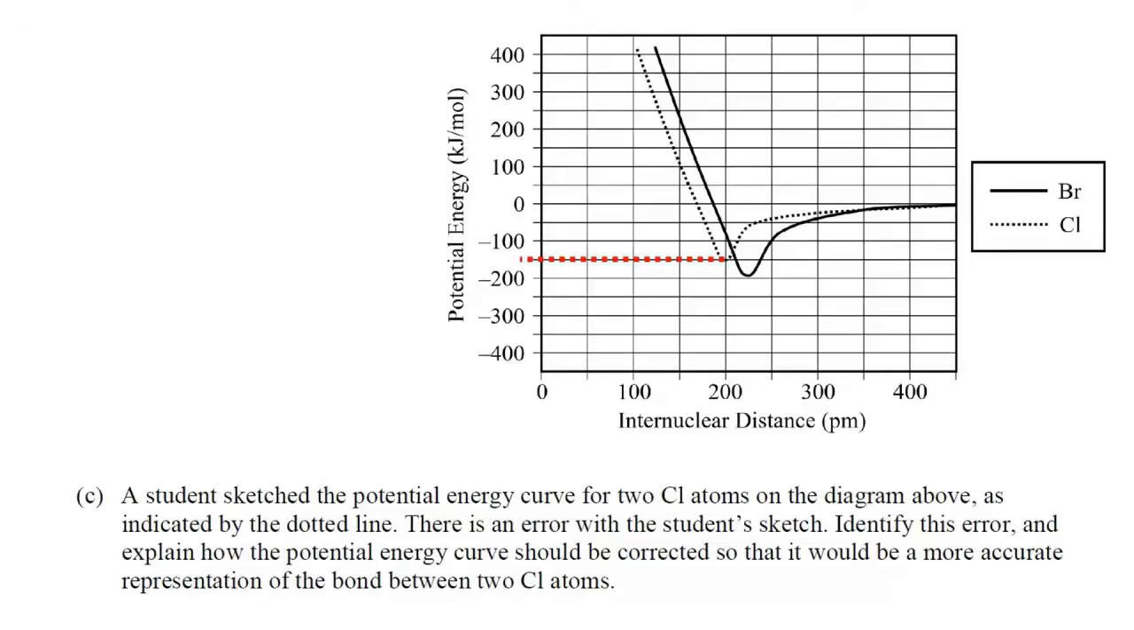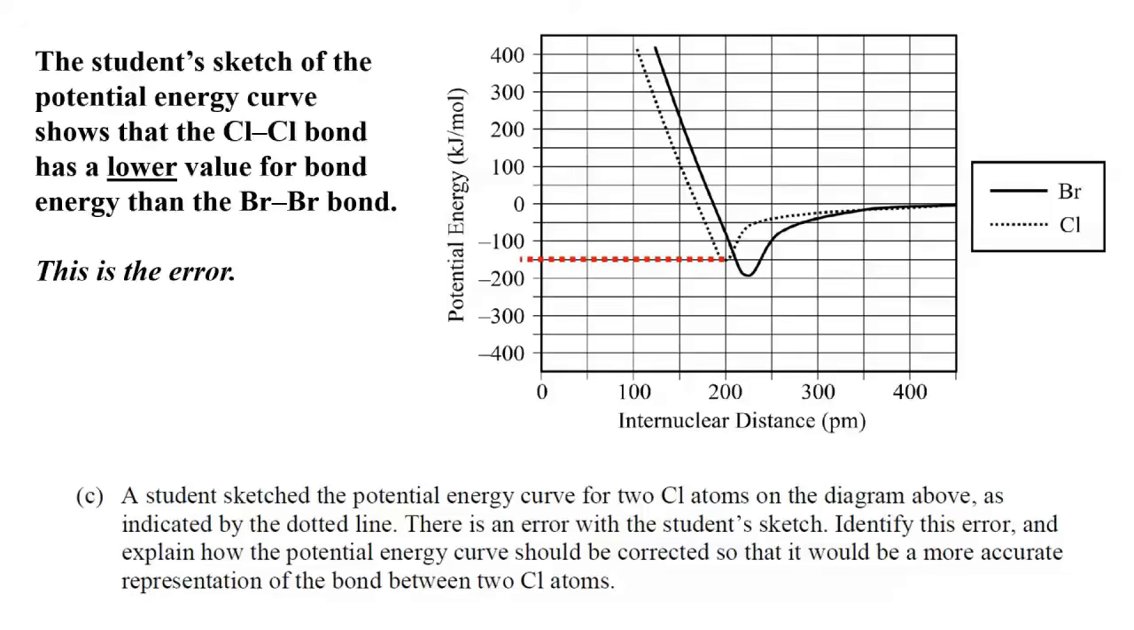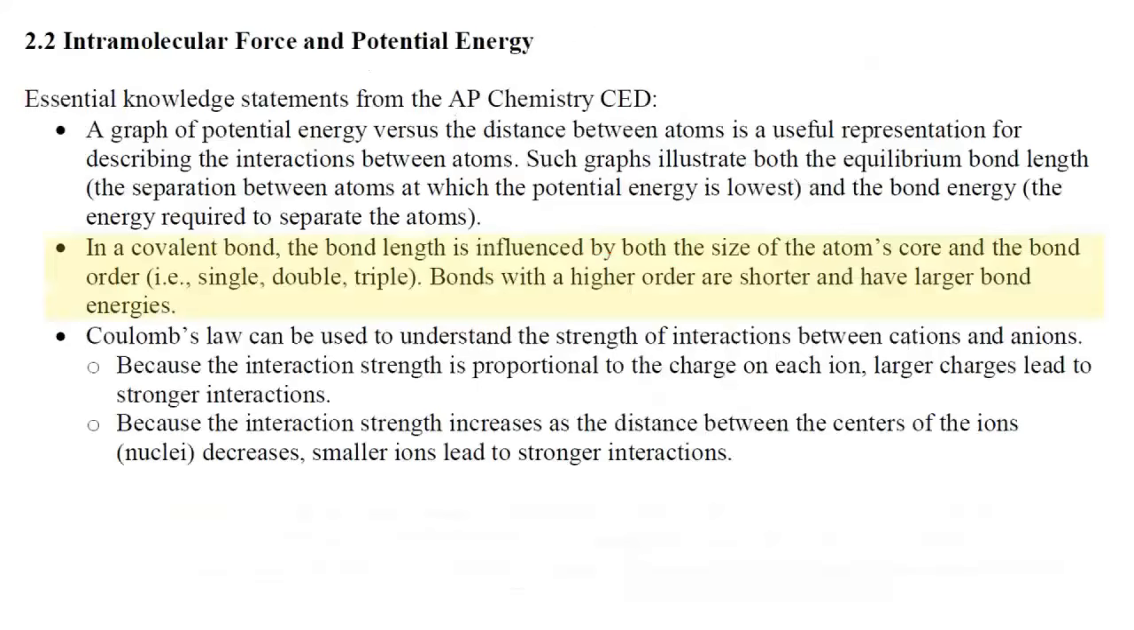So the bond energy that is shown on this graph is 150 kilojoules per mole. That's less than 200 kilojoules per mole, which we got for the bromine-bromine bond. So the student's sketch of the potential energy curve shows that the chlorine-chlorine bond has a lower value for bond energy, as in the bond is easier to break. So this is the error.